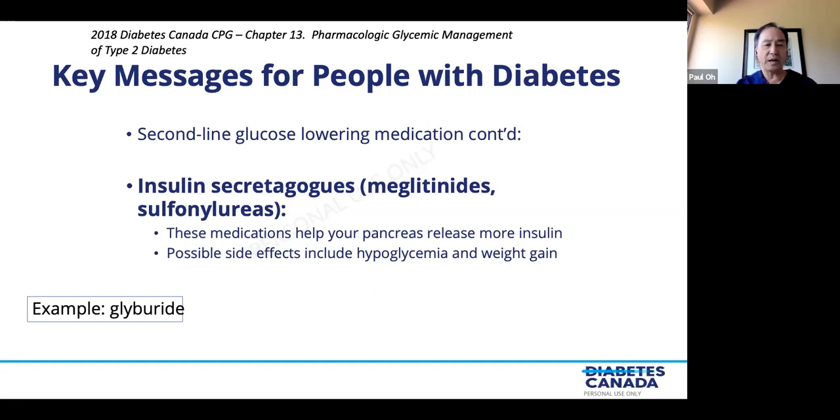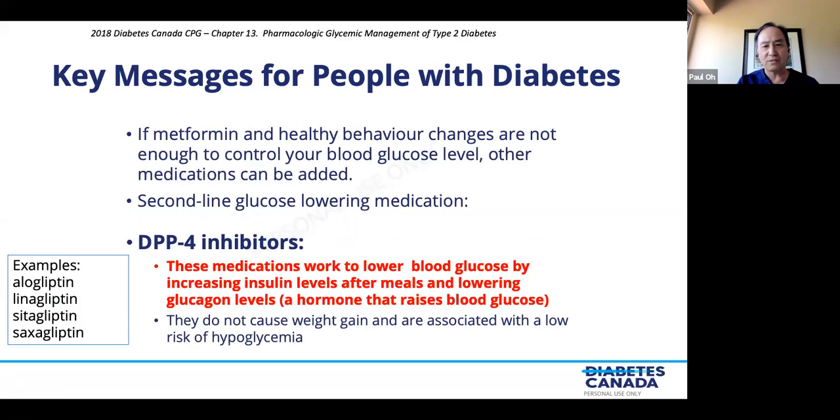They are older therapies, they're quite inexpensive, so they're popular in that way. But for many people, we would rather try to avoid these side effects of low blood sugar and weight gain. So we're tending to move away from these insulin secretagogues for many people. Instead, we may be reaching for other newer kinds of blood sugar lowering therapies, such as these ones.